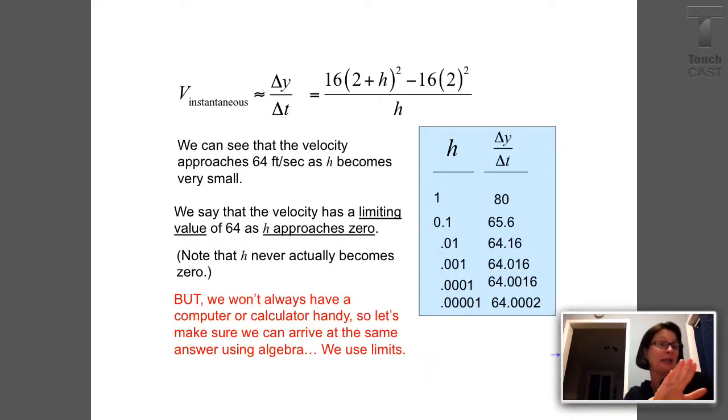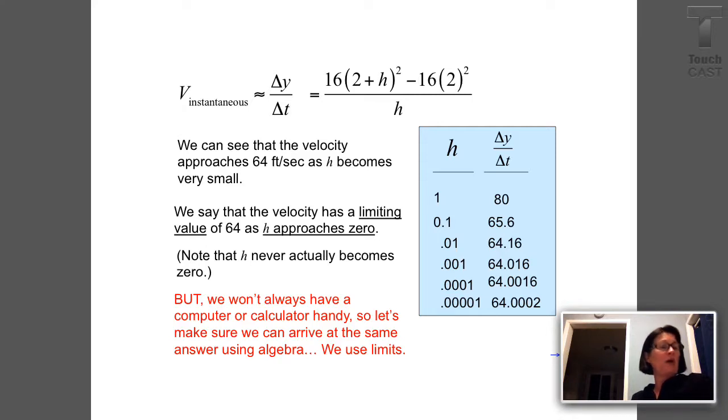So here's what happens if we let a calculator do the work for us. There's a table here in blue on the right. You can see that as h gets smaller and smaller, that quotient we've been trying to find, change in y over change in time, gets closer and closer to 64. So we're going to say that 64 feet per second is the instantaneous velocity of the rock.